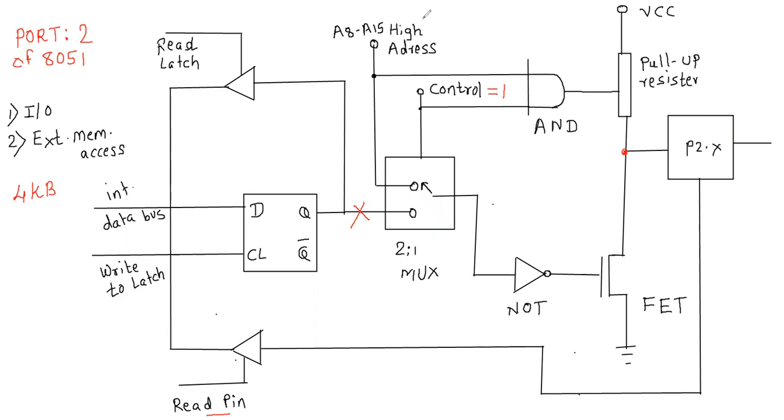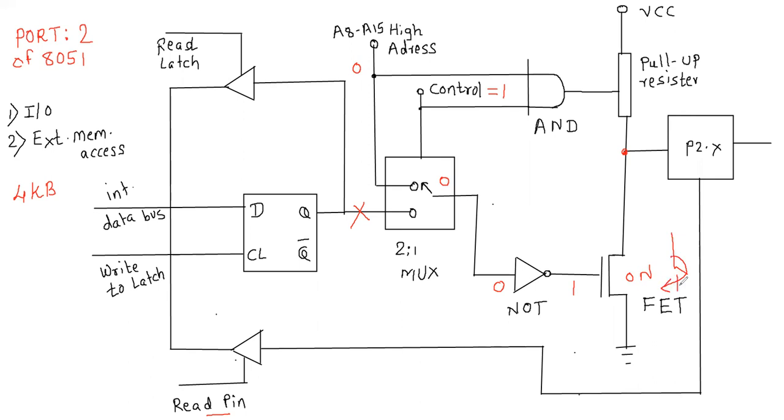For performing this output operation, as I have already told you, the control line should be equal to 1. Now at this point, assume that any one of these address bits is 0. So that 0 will appear here at the input of the NOT gate and it will be inverted. The moment the FET gate gets 1, it will turn on.